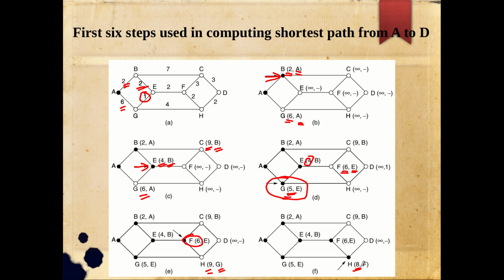So from A to H, what is the optimal path? Just look at the parent of H: F. What is parent of F? E. What is parent of E? B. What is parent of B? A. So the optimal path from A to H, I'm tracing the path in a reverse way. Just look at H. What is its parent? F. What is its parent? E. What is its parent? B. What is its parent? A. So the optimal path from A to H is found to be A, B, E, F, H.